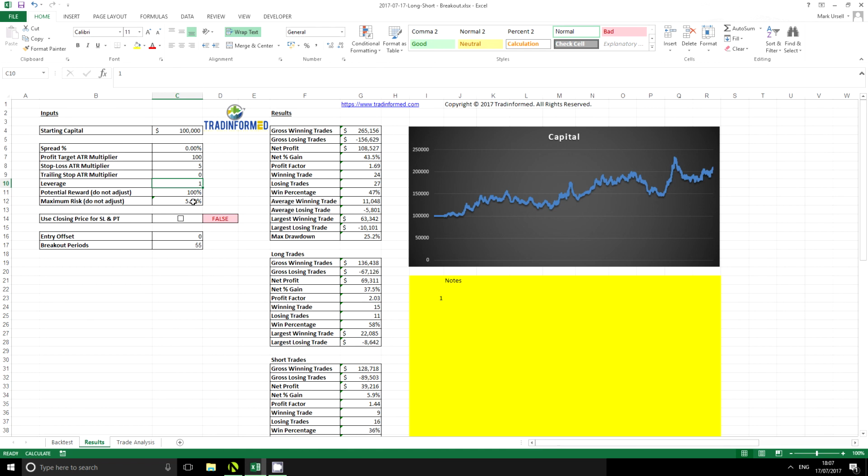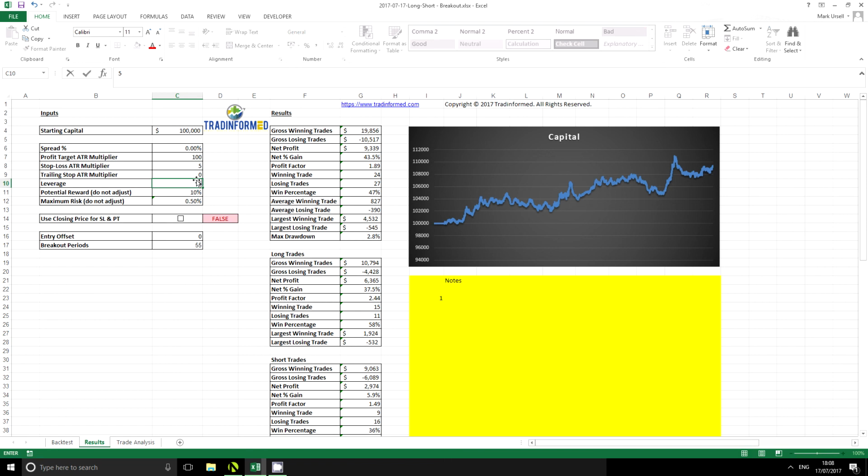Now, one thing that you might be interested in looking at is the maximum risk. The maximum risk is a very significant factor because every trading strategy will have drawdowns. You may want to risk a smaller or a larger proportion of your capital. So you may think that risking, say, 5% with a 5 ATR stop loss is too great. So you can put this way down here and you only risk 0.5% for a 5 ATR move.